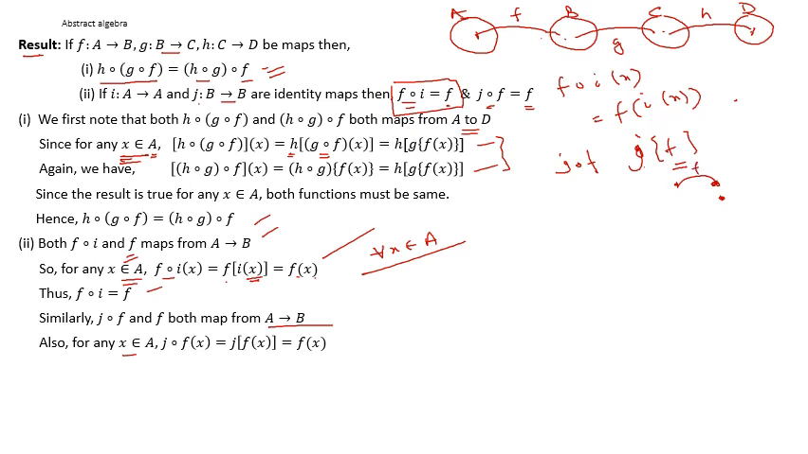So F maps an element of A to an element of B, and J maps an element of B to an element of B itself. So J∘F is a mapping that maps an element of A to an element of B. So (J∘F)(x) is J of F(x), but J is the identity map of B. So J(y) is y, and J of F(x) is F(x). So (J∘F)(x) is actually F(x), and this is true for all x belonging to A. So J∘F is also F.